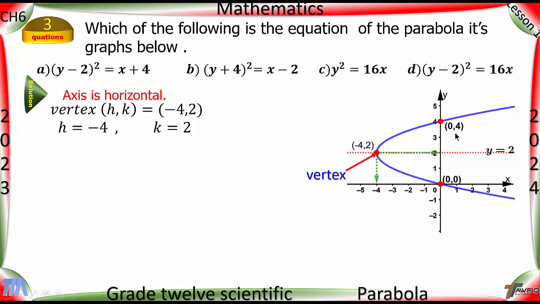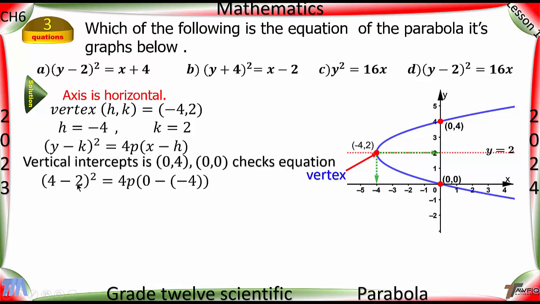Substitute the values of x, y, h, and k in the standard equation. Because our axis is horizontal, the standard equation is (y minus k) squared equals 4p (x minus h). Now replacing h equals minus 4, k equals 2, x is 0, and y is 4: (4 minus 2) squared equals 4p times (0 minus (-4)). Simplifying, p is equal to 1 over 4.